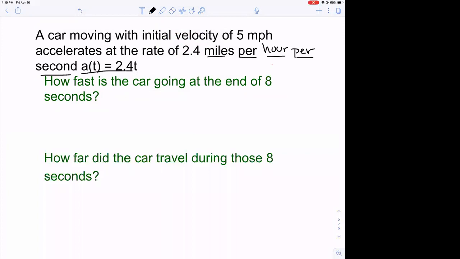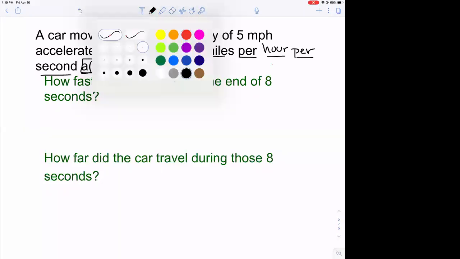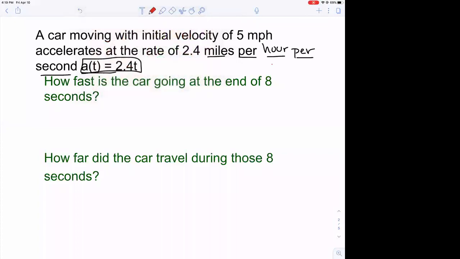We have acceleration. We did not do a lot with acceleration yesterday, but I did mention that if you go backwards, right, from acceleration, you're going to get velocity, right? And then backwards from velocity, we know is position. So if I want to go backwards from acceleration, I'm going to get velocity. Now the reason it says miles per hour per second, acceleration is usually like meters per second squared, right?